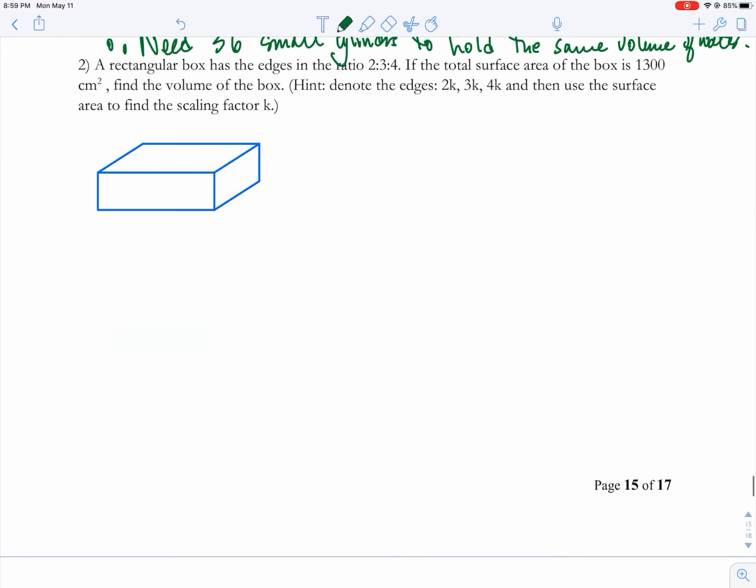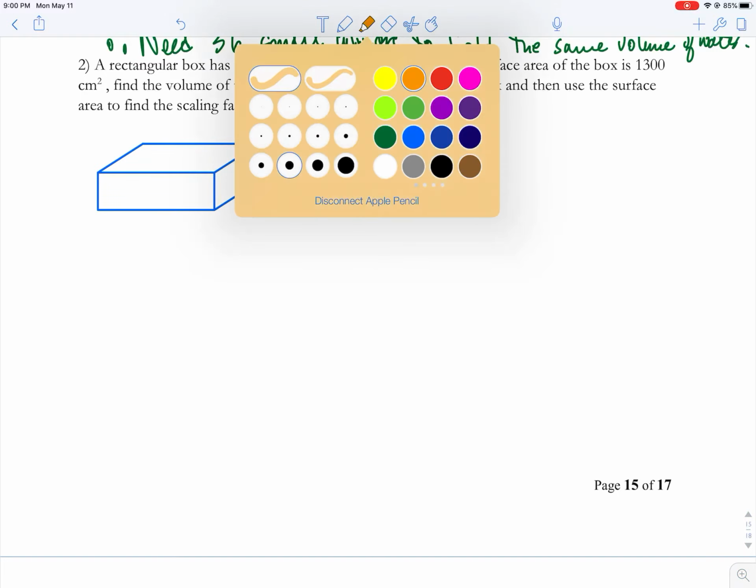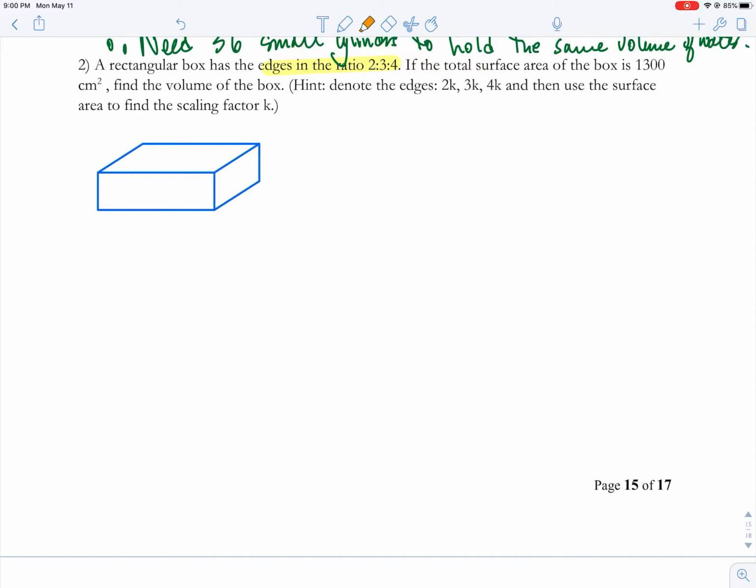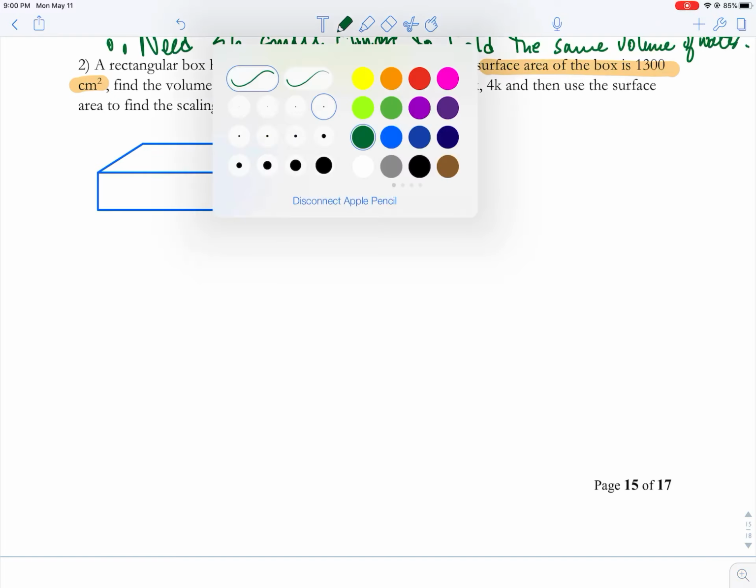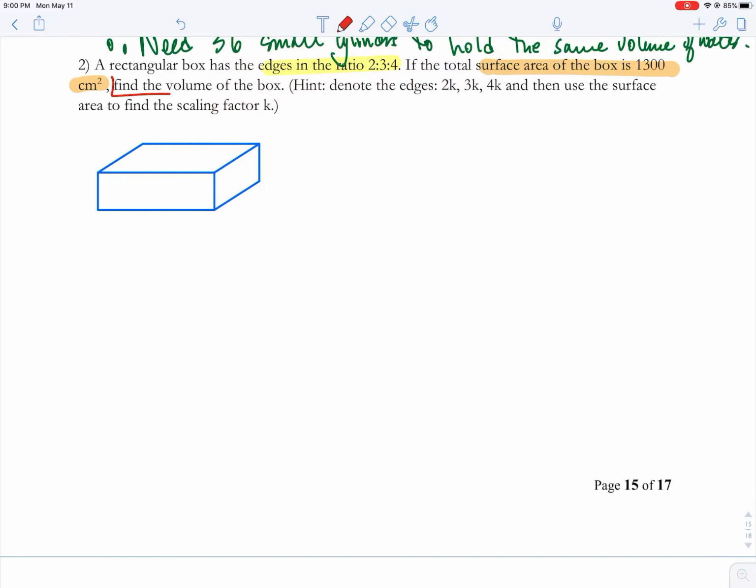Question 2. A rectangular box has edges in the ratio of 2 to 3 to 4. Total surface area, okay, that looks useful. Edges in the ratio of 2 to 3 to 4. If the total surface area of the box is 1,300 centimeters, find the volume. So they're asking us to find the volume of this box.